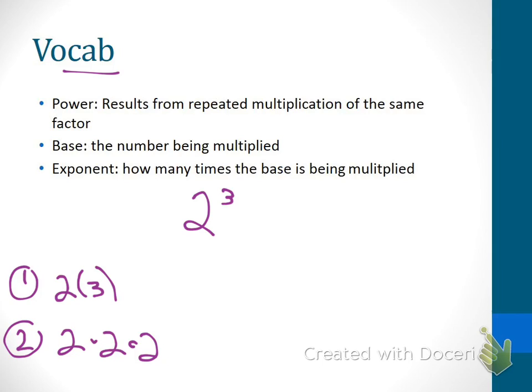So it's going to be 2 times 2 times 2. Anytime a number is written as a power, I'm multiplying that number by itself, not necessarily by the number in the power. So the exponent tells me how many times to multiply it. Go ahead and write down these terms and definitions, and then we'll move into the examples.